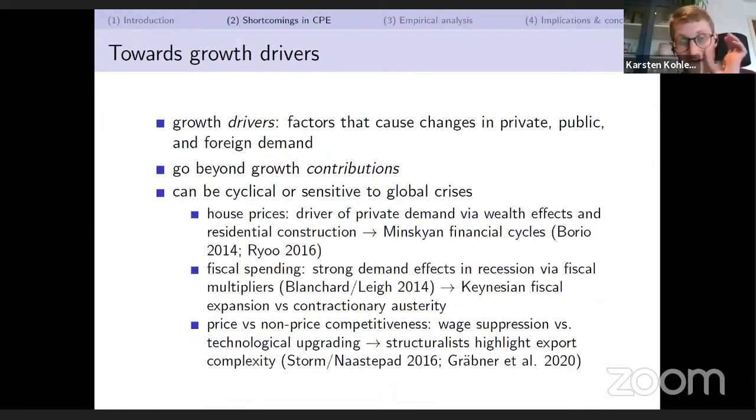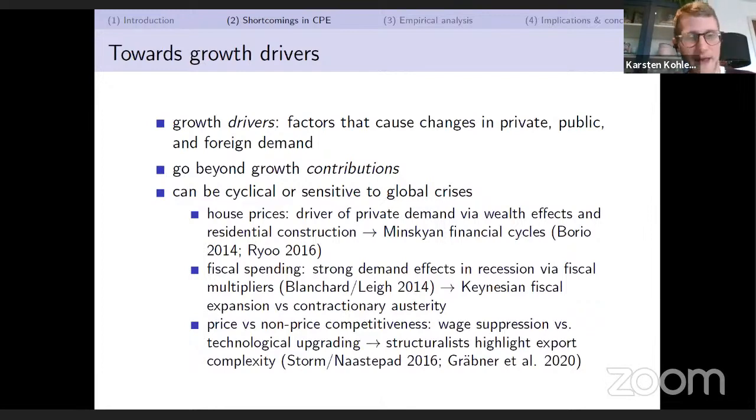So we have here first house prices as a potentially strong driver of private demand via wealth effects and residential construction as well. And we link the analysis of house prices as a growth driver to the notion of Minskian financial cycles. So we argue that house prices have a strong endogenous cyclical property that in a way makes sustained economic growth through house price increases unlikely. So we would expect a growth model that is strongly driven by increasing house prices to exhibit cyclical dynamics. So at some point, the growth model is going to change its nature and switch from a boom to a bust.